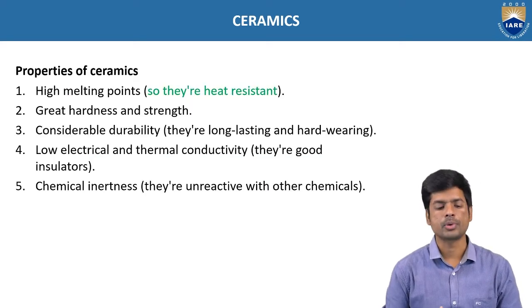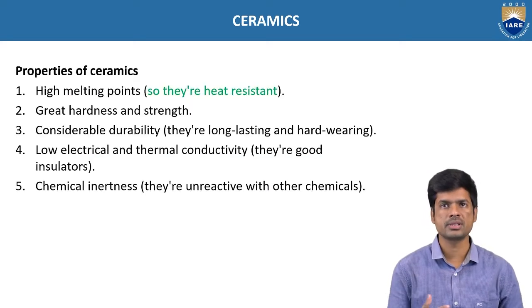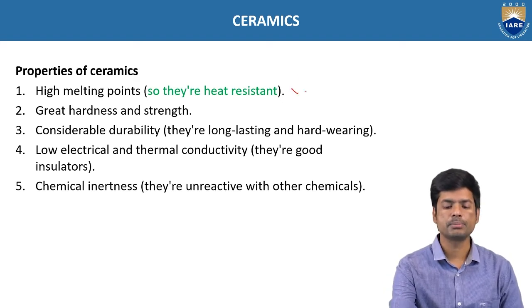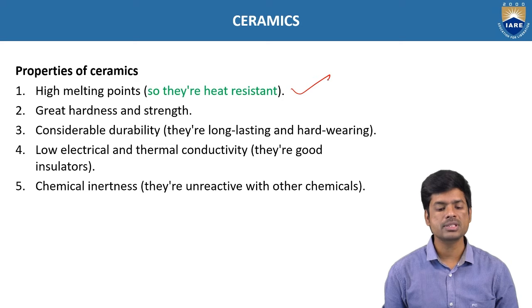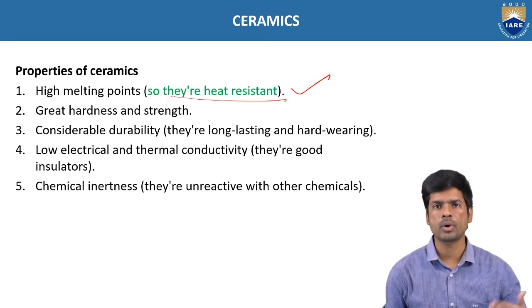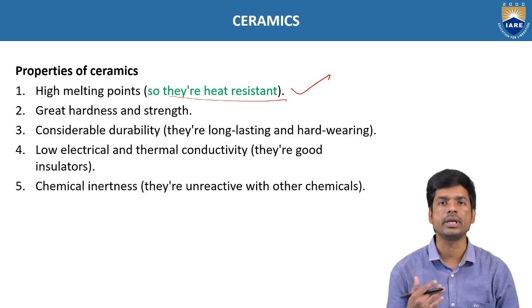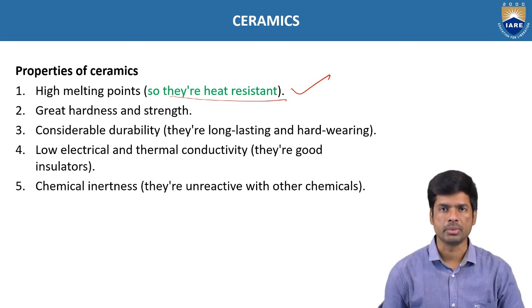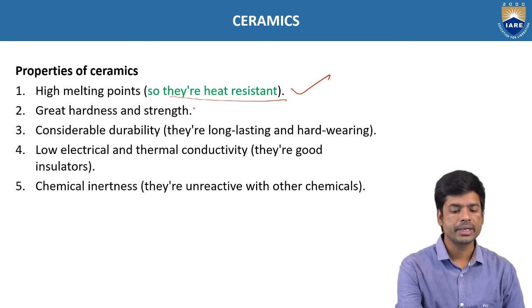And next, coming to the properties of ceramics. These are the common properties. The first one is high melting point. So the melting point is high. That means the resistance to heat will be very high, so they are heat resistant. High melting point is nothing but they are going to resist more heat. We can apply very high temperatures also for these ceramics. And next, great hardness and strength.